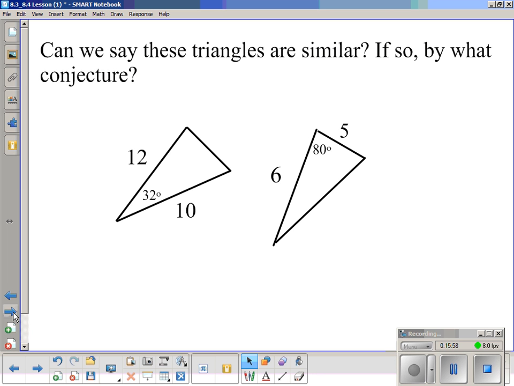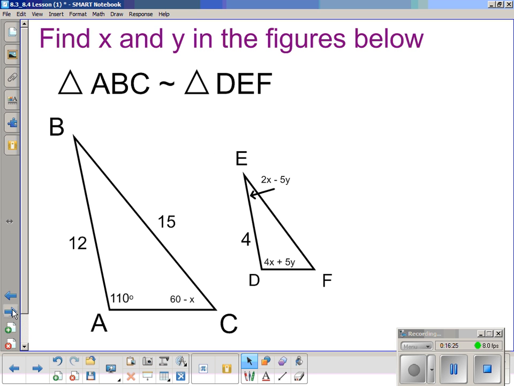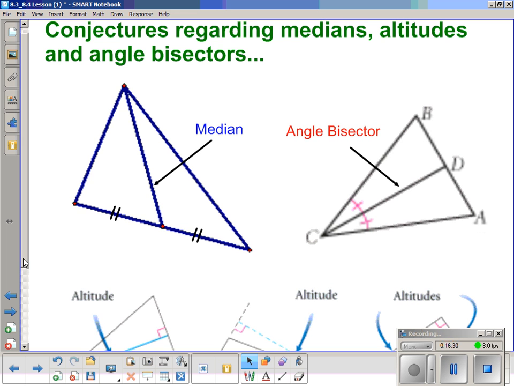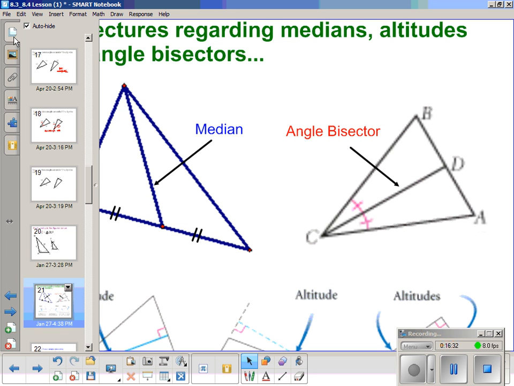Looking at this one, we don't have corresponding parts. I have this side and not this side. I have one pair of matching sides and no angles, so this one you don't have enough information either. We don't have a conjecture that says that because none of our sides and angles are corresponding. Okay, we're going to skip that last one. We're going to skip this one. And I'm going to jump to the end of the lesson.